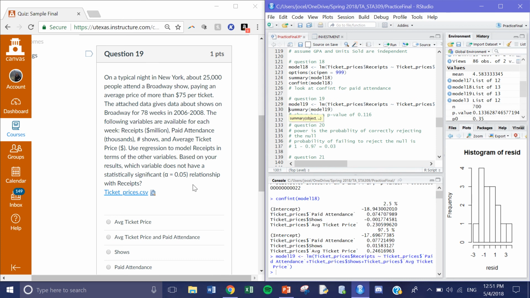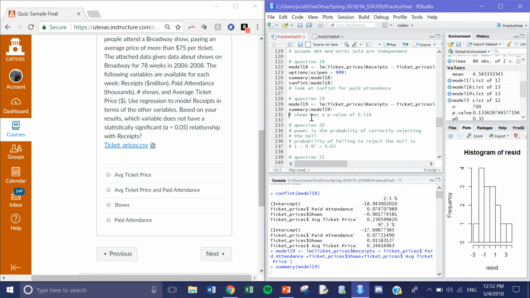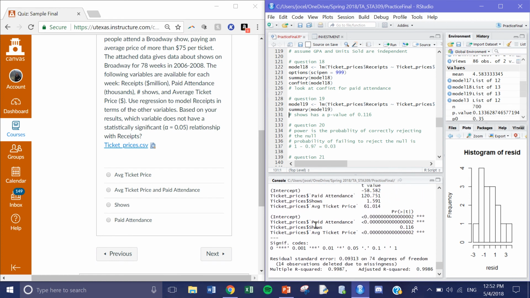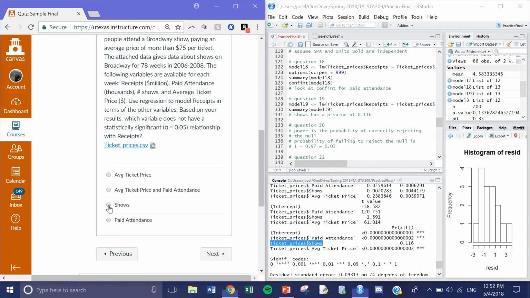And we're looking for these p-values to see which variables have a statistically significant relationship. So we're going to look at summary of model 19. And these are my p-values. And I see that the one with the highest p-value, the one that does not have a statistically significant relationship with receipts, is shows, because it is greater than 0.05. All the other ones are very, very small.